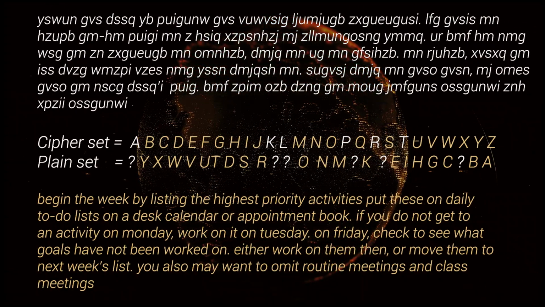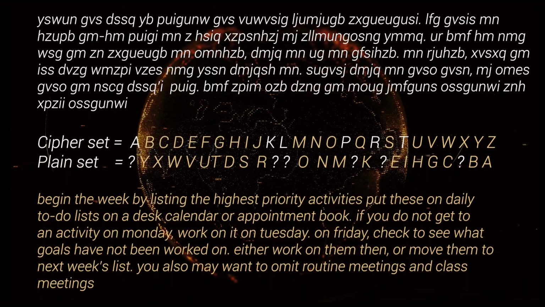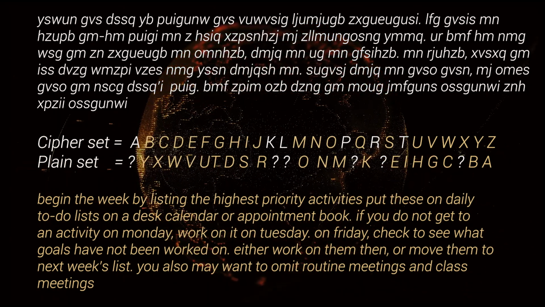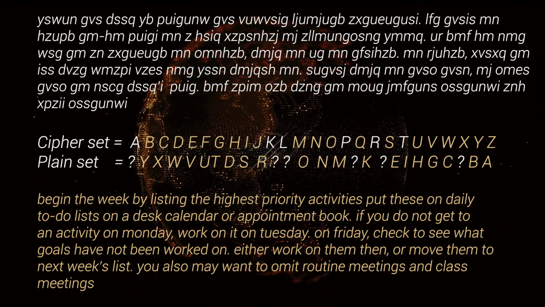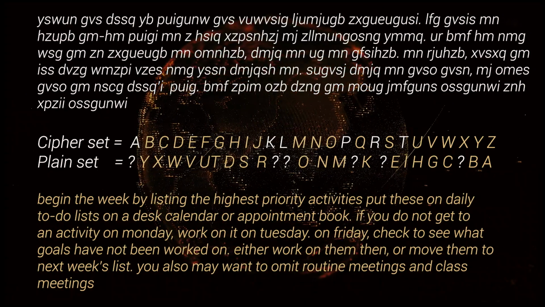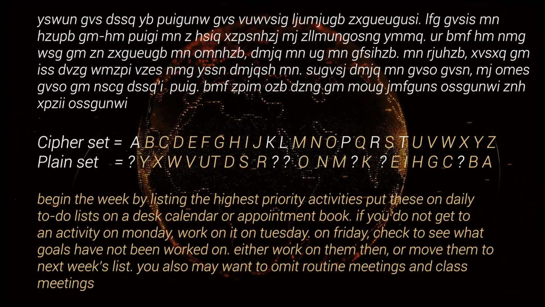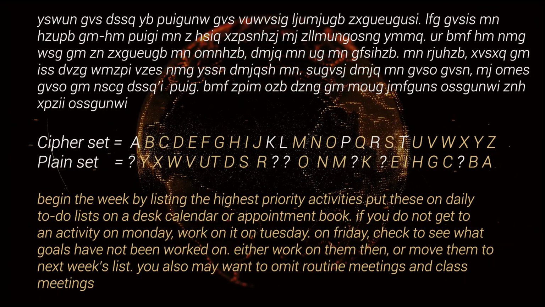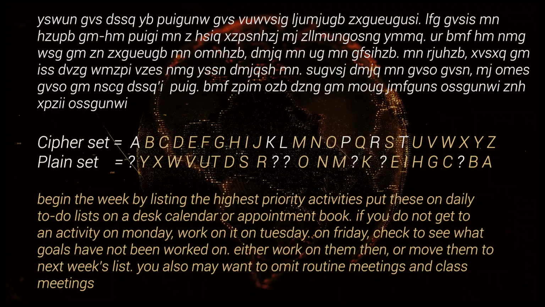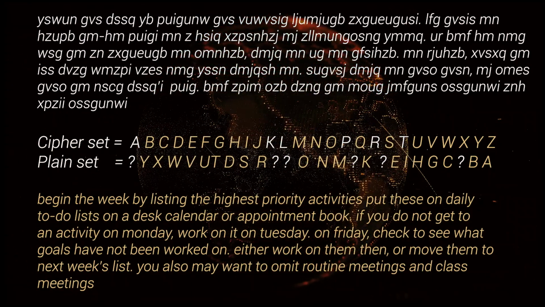And the decoded text is in front of you, which is: begin the week by listing the highest priority activities. Put these on daily to-do lists, on a desk calendar or appointment book. If you do not get to an activity on Monday, work on it on Tuesday or Friday. Check to see what goals have not been worked on. Either work on them then, or move them to the next week's list. You also may want to omit routine meetings and class meetings.